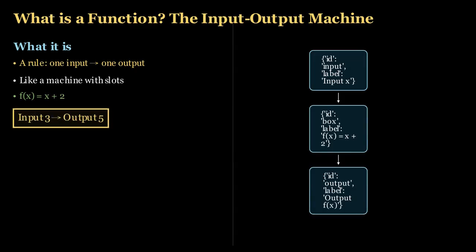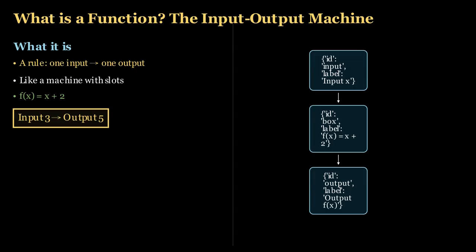For example, if the rule is add 2, then when you put in 3, you get out 5. We write this as f(x) = x + 2. The f is just the name of the box, and the x is whatever you put in.